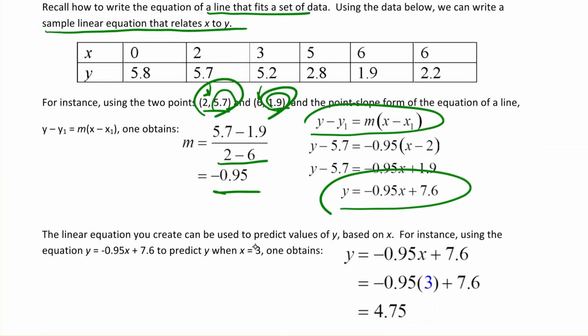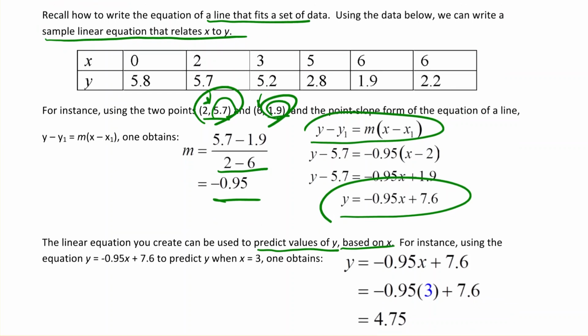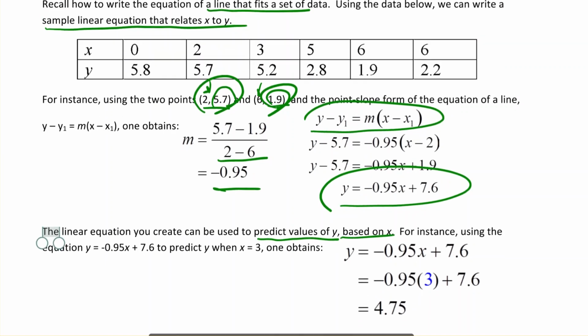So the relation you create can be used to predict the value of y based on x. In this data, we have x equals 0, 2, 3, 5, 6, and 6. If I want to find, for example, 2.5 or 4, I can use this equation to find a prediction, not a guaranteed value. And that's the idea of a linear equation. We're going to learn how to come up with this equation. Actually, we'll be using the calculator to come up with it, but we're going to learn how to use it. So for now, just know that we're going to use the linear equation in slope and y-intercept form.